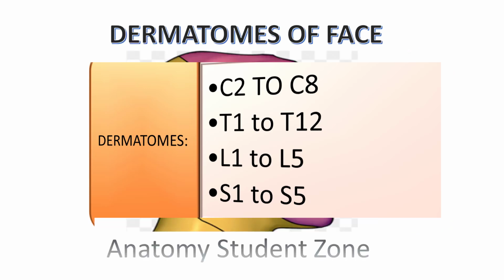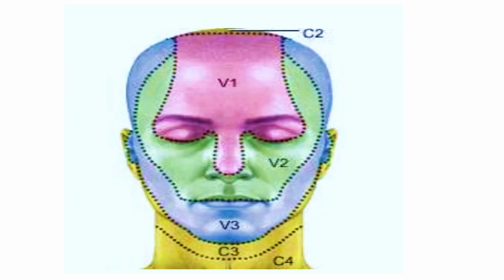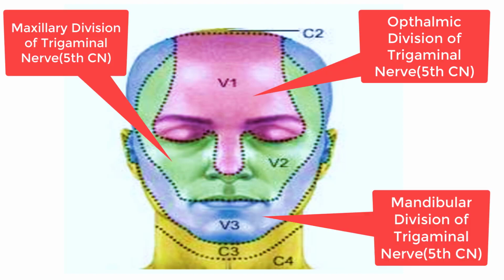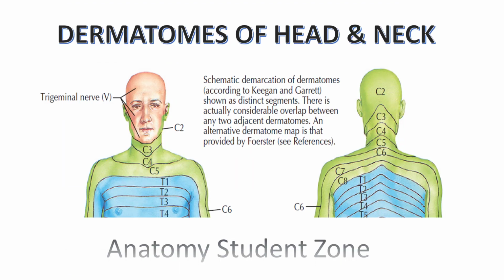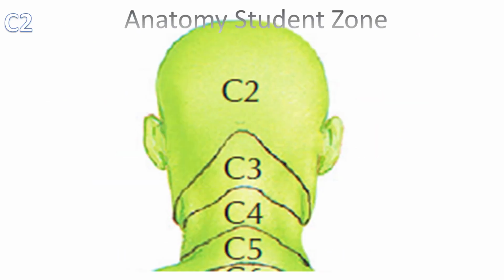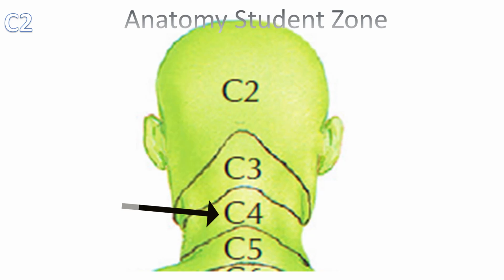For the face, remember there are 3 dermatomes, each of which is innervated by one of the 3 branches of the trigeminal nerve, which is the 5th cranial nerve, and its branches are the ophthalmic, maxillary and the mandibular nerve. Hence the face is not innervated by the spinal nerves. Now we will look into the dermatomes of the head and neck. These are innervated by the spinal nerves C2, C3 and C4. C1, if it's present, as I told you, is not present most of the time.